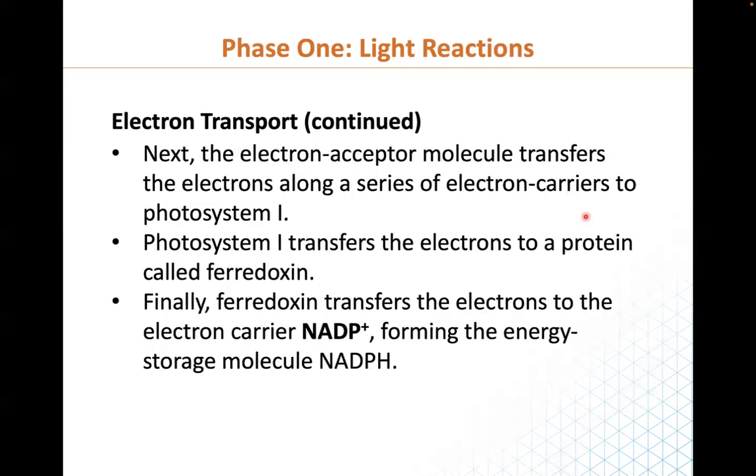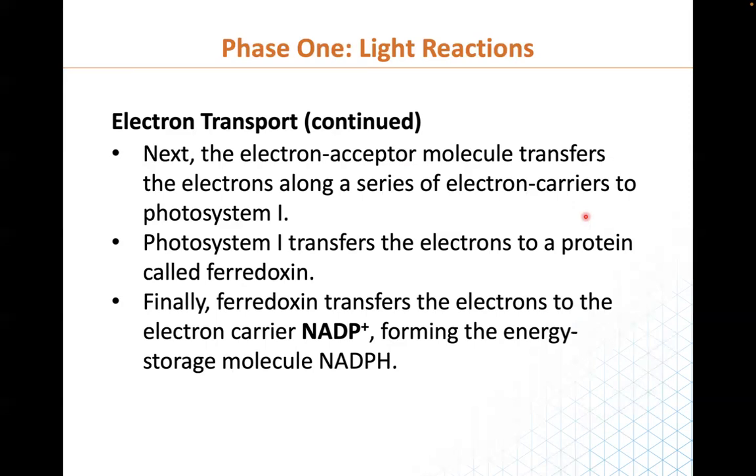So now the electron acceptor molecules would transfer the electrons which were excited in photosystem 2 along a series of electron carriers to photosystem 1. Photosystem 1 would transfer the electron to a special protein called ferredoxin. The ferredoxin would then transfer the electron to the electron carrier, which is NADP+.